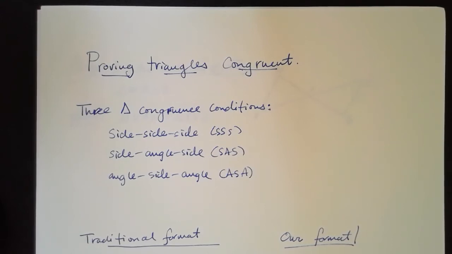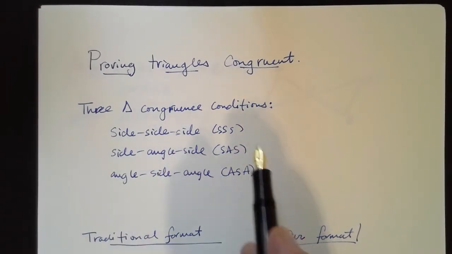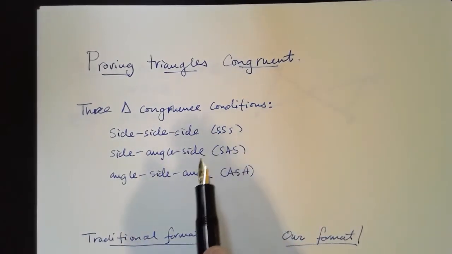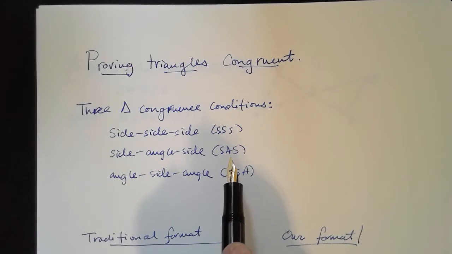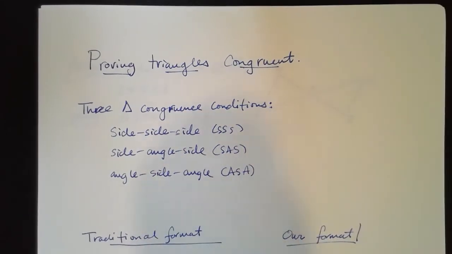In this lesson, we're going to look at how we actually prove triangles congruent. And to prove triangles congruent, we'll be using our 3 triangle congruence conditions, which were introduced in the last lesson. Those are side, side, side, abbreviated SSS, side, angle, side, abbreviated SAS, and angle, side, angle, abbreviated ASA.